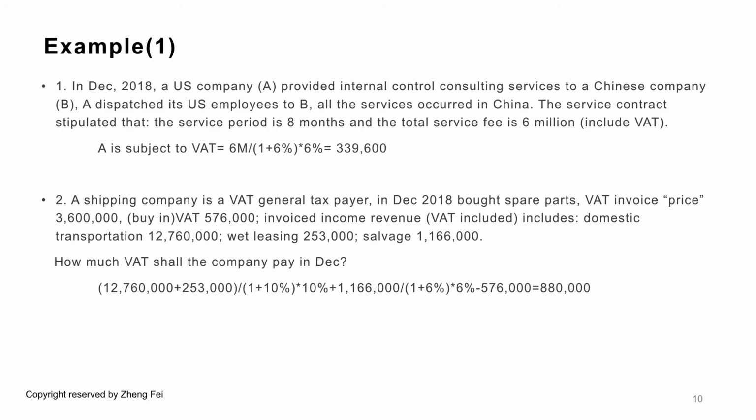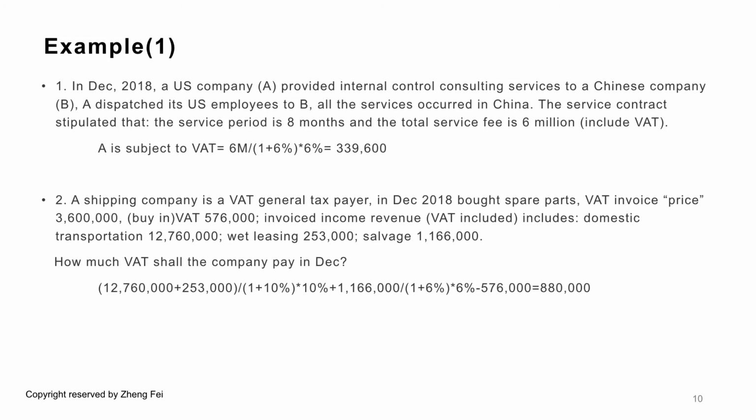Second, a shipping company is a VAT general taxpayer. In December 2018, it bought spare parts. The VAT invoice price is 3,600,000. Therefore, the buy-in VAT is 16%, which is 576,000.